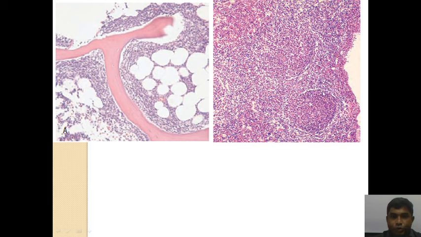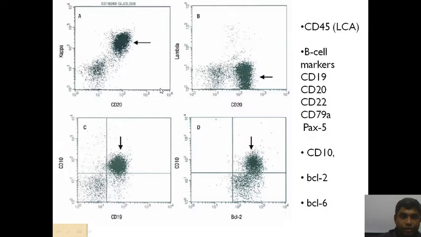This is the picture to show the bone marrow involvement, where we can see this follicular pattern of involvement, and also this is the bony trabeculae. You can see the presence of these blue cells adjacent to the bony trabeculae, what we call a paratrabecular involvement, which is characteristic of follicular lymphoma.